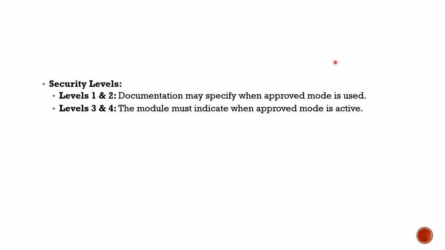Now moving on to the security levels. In level 1 and 2, the documentation may specify that an approved mode is being used, and a non-approved mode can also be used in level 1 or 2. In level 3 and 4, the module must indicate when approved mode is activated, and in level 3 and 4 the approved mode must also be used.